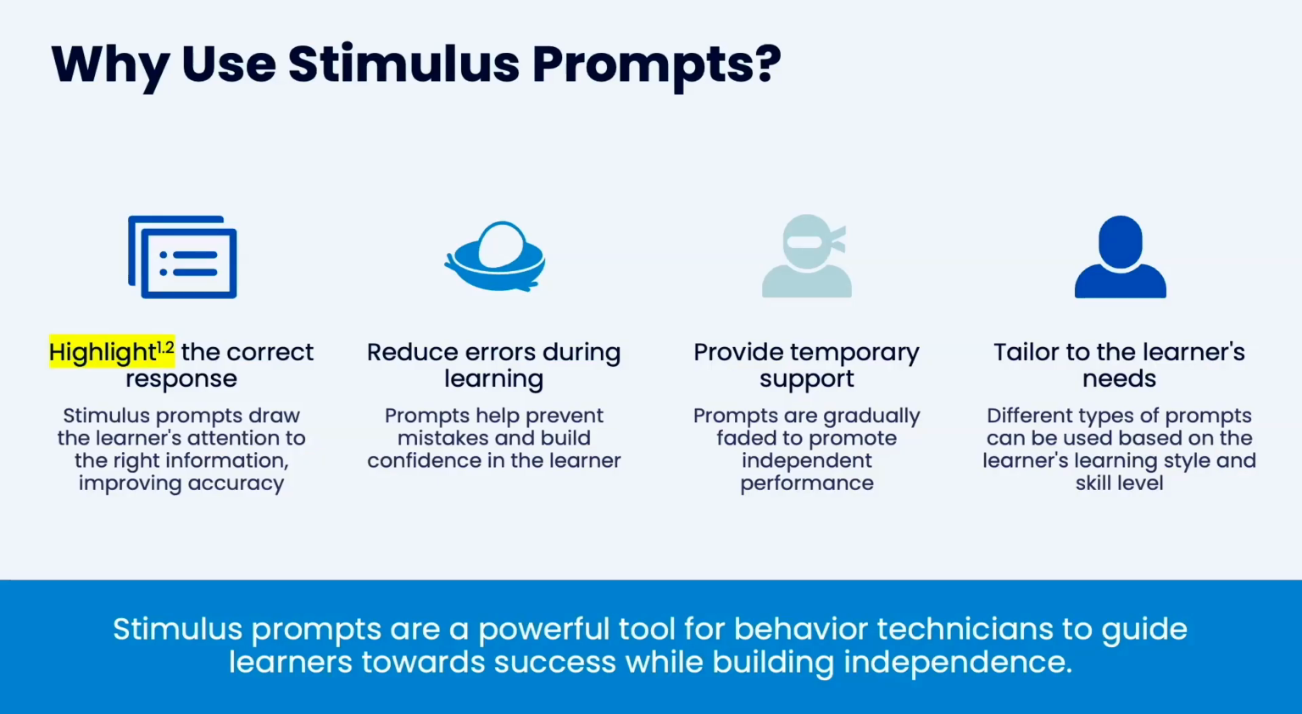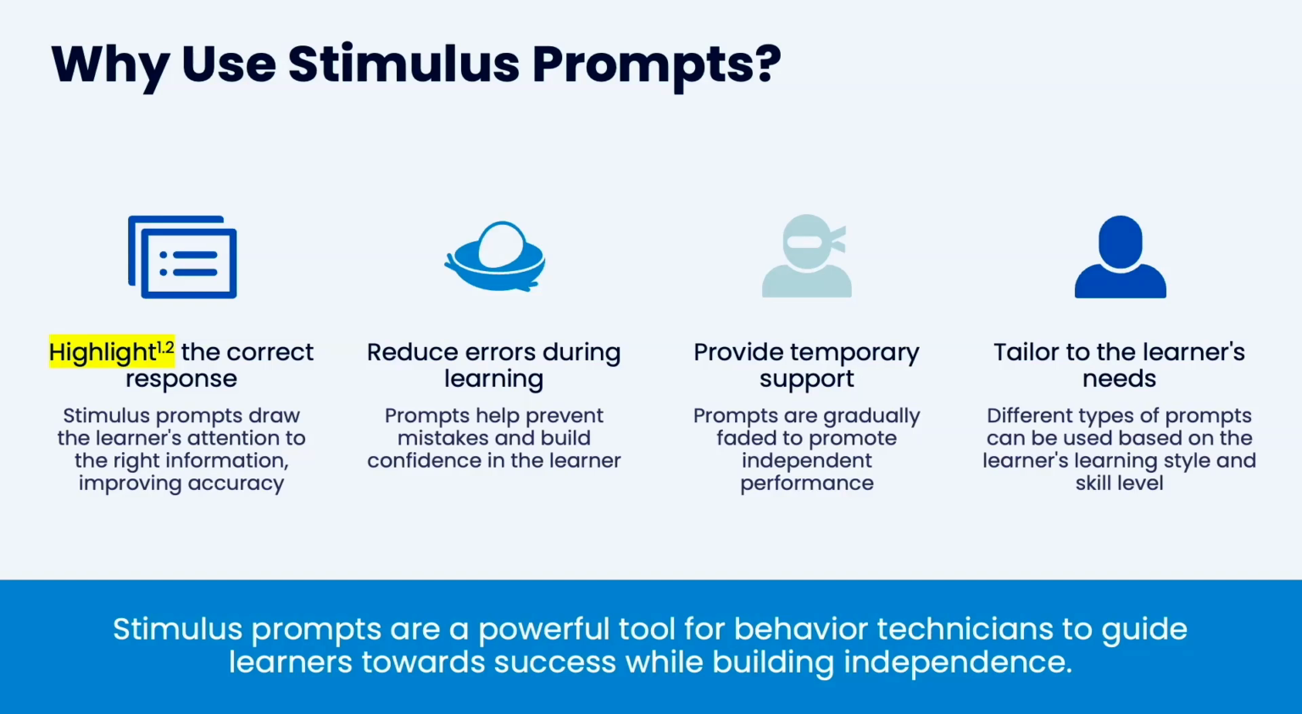Why would we use this? You might use this to highlight the correct response, to draw the learner's attention to the right information, improving accuracy. You might use this to reduce errors during learning. Stimulus prompts can help prevent mistakes and build confidence. It also can provide temporary support, something that we're going to gradually fade for independent performance. That's true of all prompts, response prompts as well. Even if we're utilizing them, we're always going to gradually fade them away.